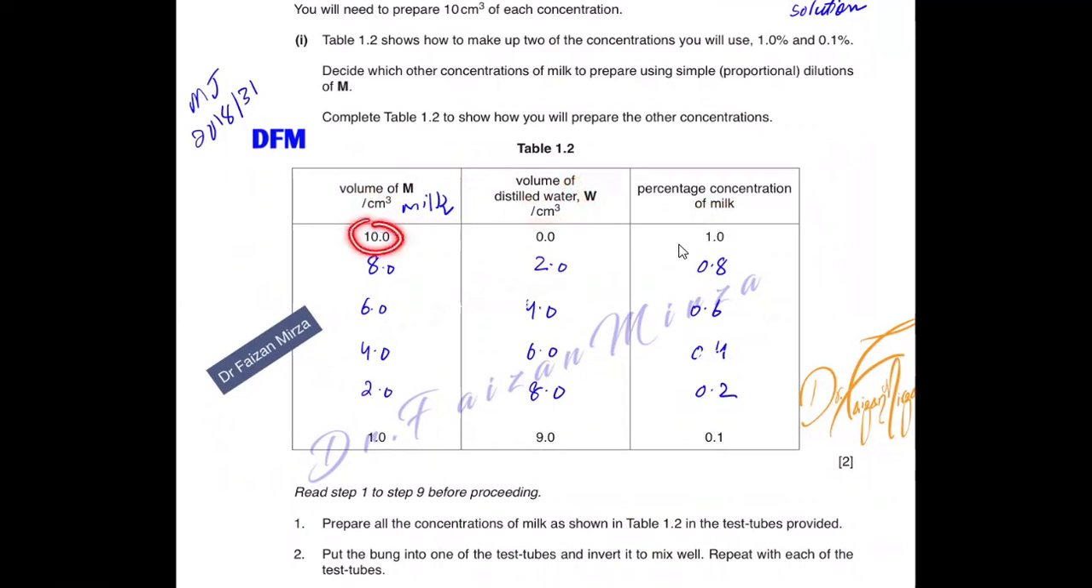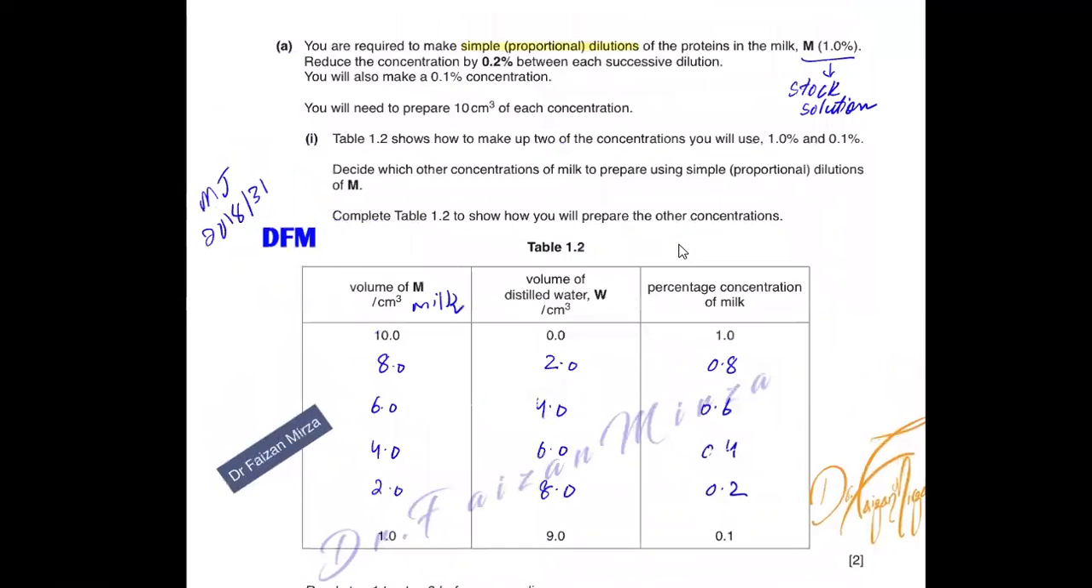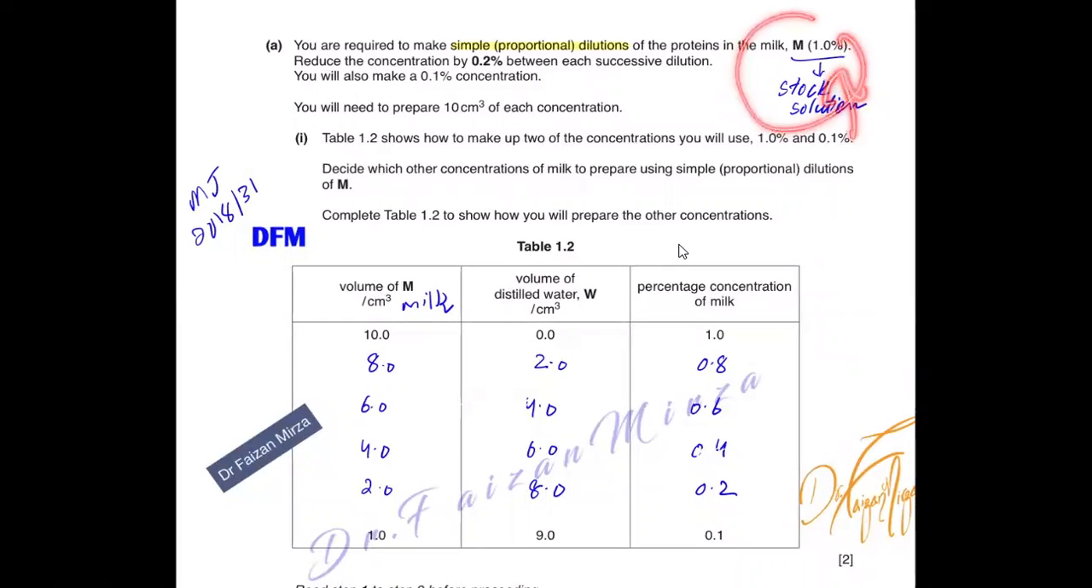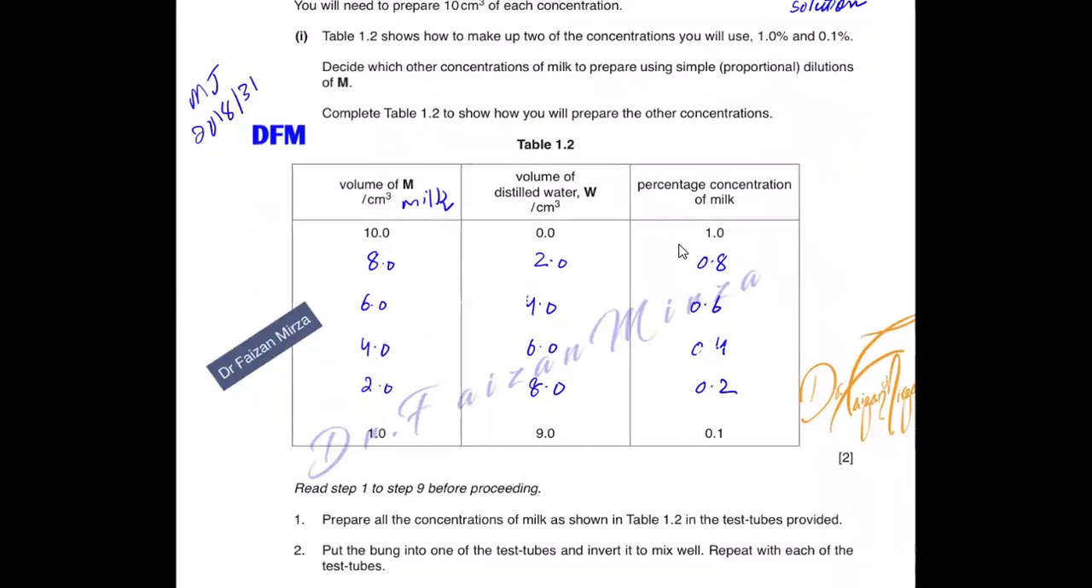If I add 10 parts of this and 0 parts of water, I get 1.0% concentrated M or milk solution, which is already provided to me. If I take 1 part of this and 9 parts of water, I get 0.1%. What I'll do is dilute it accordingly. So if I add 8 parts of the milk to 2 parts of water, I get 0.8%. If I add 6 parts to 4 parts of water, I get 0.6%. If I add 4 parts of this solution of M to 6 parts of water, 0.4%. And if I add 2.0 and 8.0 together, I get 0.2%. So this is how proportional dilution is done.